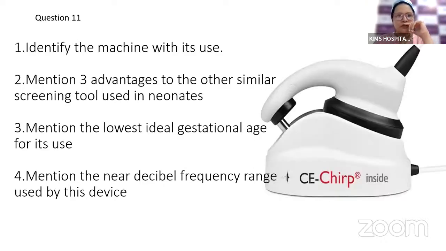Last but one question. What is this machine? What are the three advantages over the other similar screening tool used in neonates? What is the lowest ideal gestational age for its use? And mention the near decibel frequency range used by this device.